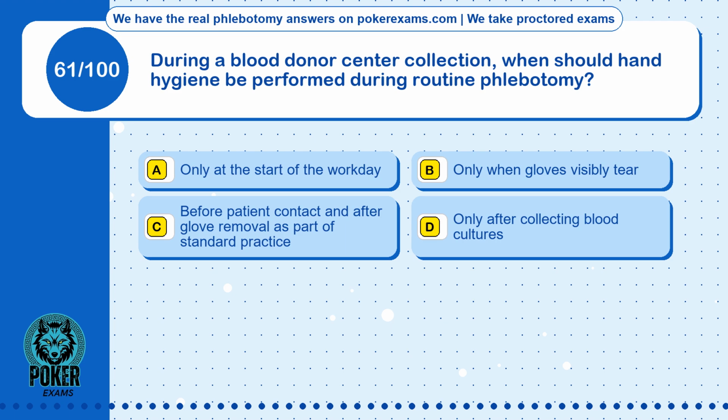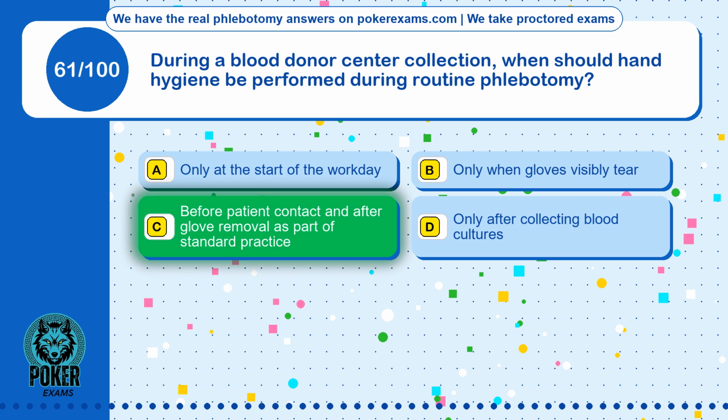Question 61. During a blood donor center collection, when should hand hygiene be performed during routine phlebotomy? Option A. Only at the start of the workday. Option B. Only when gloves visibly tear. Option C. Before patient contact and after glove removal as part of standard practice. Option D. Only after collecting blood cultures.